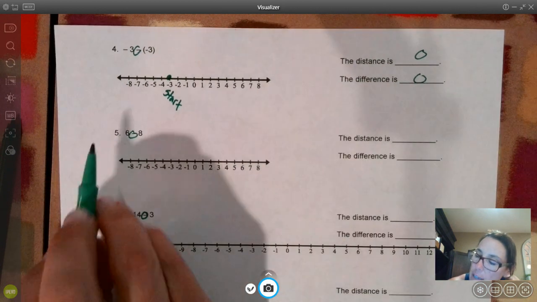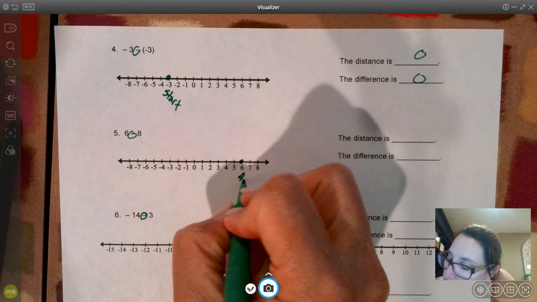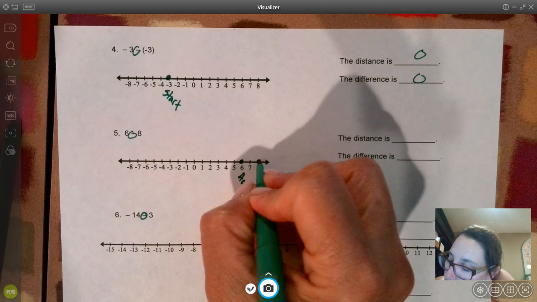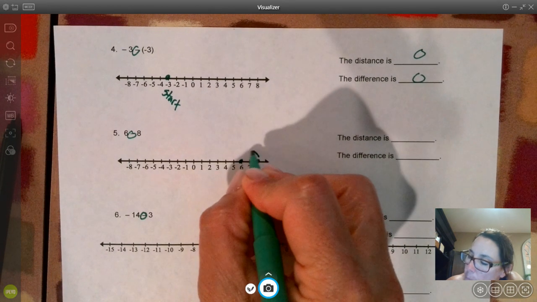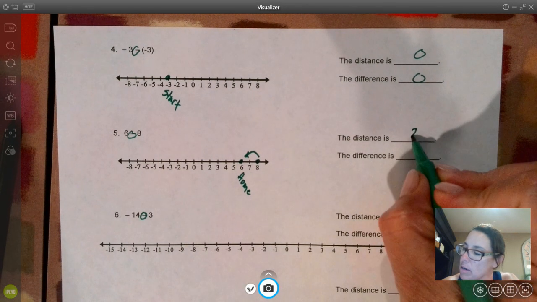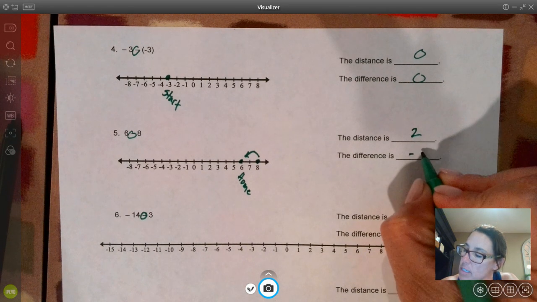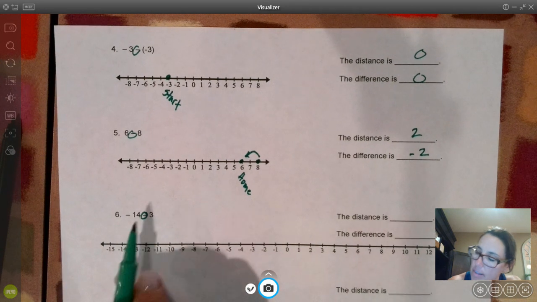This guy, dot at 6. Label it home or start, dot on 8, and you ask yourself, what do I need to do to get back home? Hopefully you see we're going to move to the left. That's -2 positions. So they're 2 units apart, but there's a difference of -2.